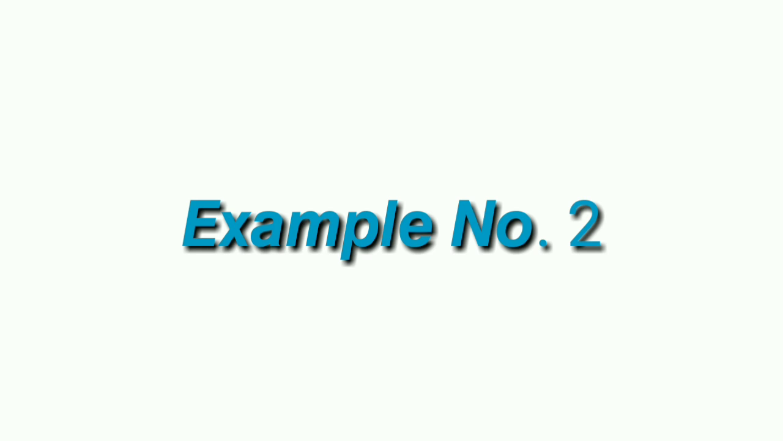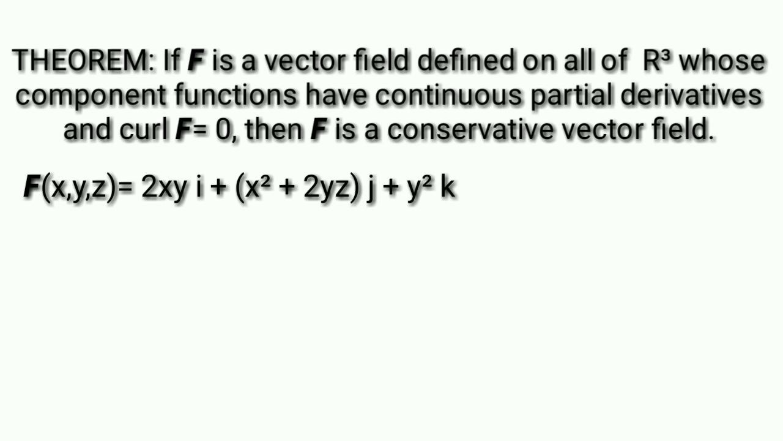For our second example, the theorem we're going to use says if f is a vector field defined on all of R3, and the component functions have continuous partial derivatives, and the curl of f is 0, then f is in fact a conservative vector field. So basically, it says we have to compute the curl of the function. If it's 0, it's conservative. If it's not 0, it's not conservative.